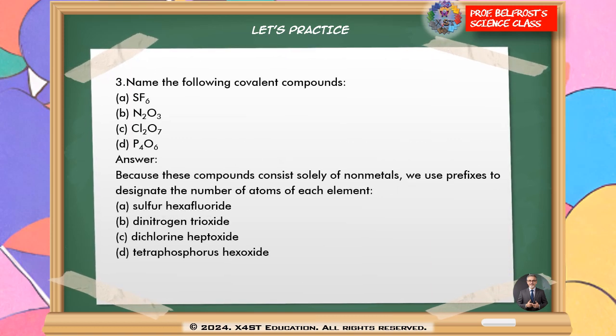Name the following covalent compounds A, B, C, D. Great. Because the compounds consist only of non-metals, they use prefixes to designate the number of atoms of each element. So for A, it's sulfur hexafluoride. For B, it's dinitrogen trioxide. C is chlorine heptoxide. And D is tetraphosphorus hexoxide.